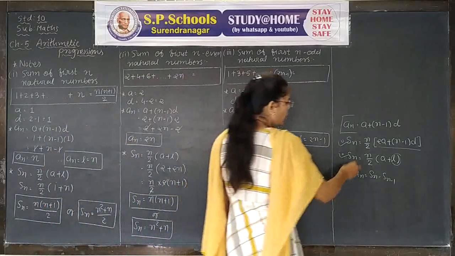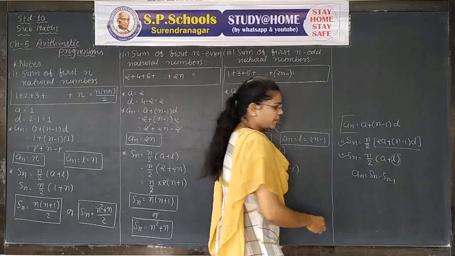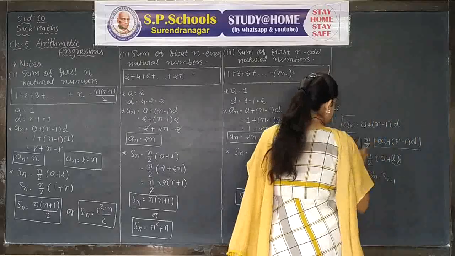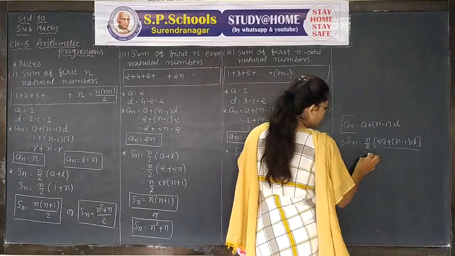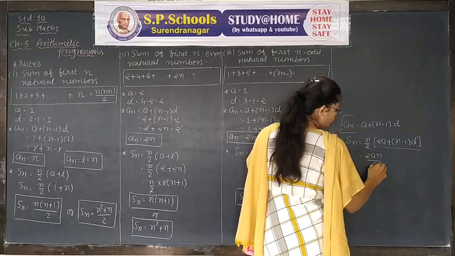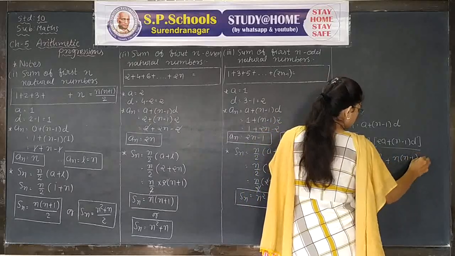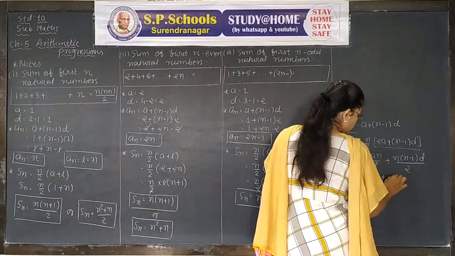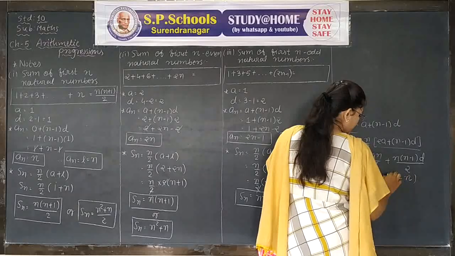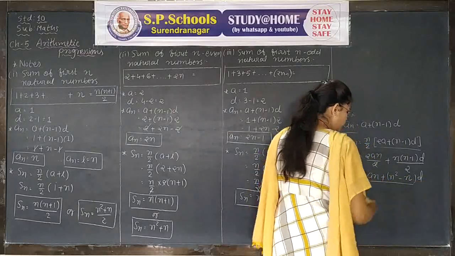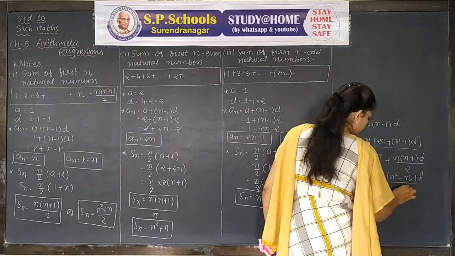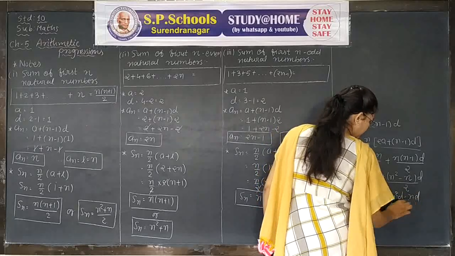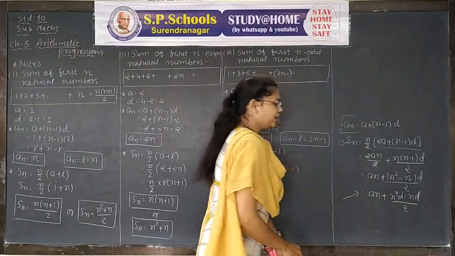As we know the formula of Sn, if we multiply it into the bracket, what will happen? Sn is equal to 2an upon 2 plus n into bracket n minus 1 into d upon 2. Now 2 cut and we get an plus n square minus n, and it multiplies by d upon 2, which is equal to an plus n square d minus nd upon 2. It is called a quadratic polynomial.